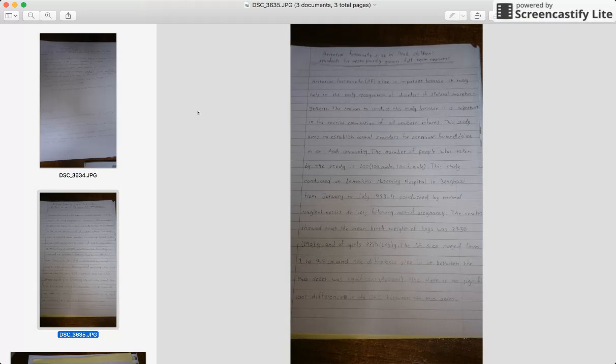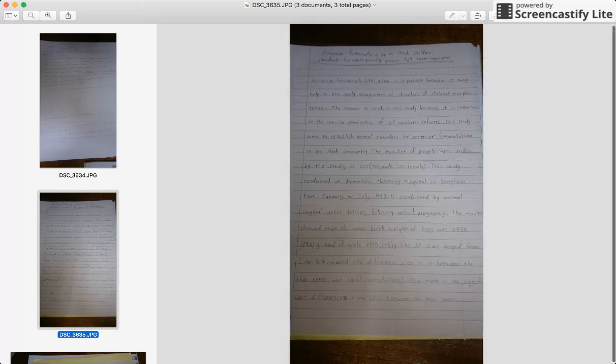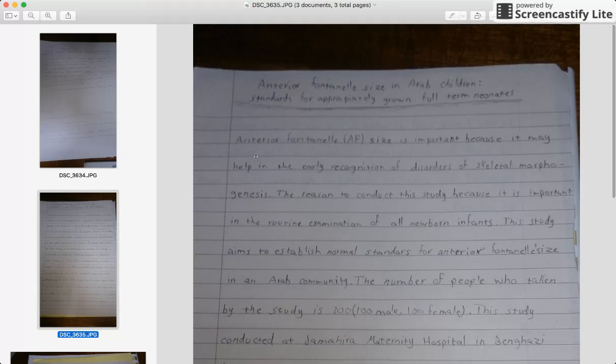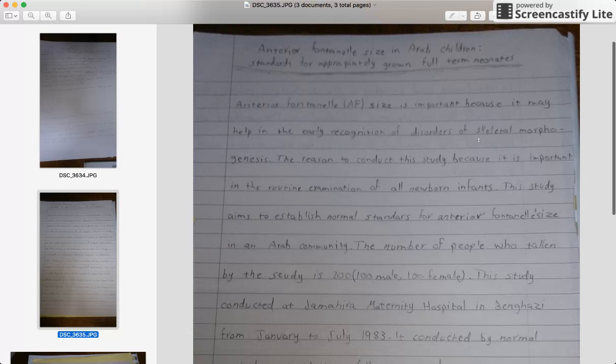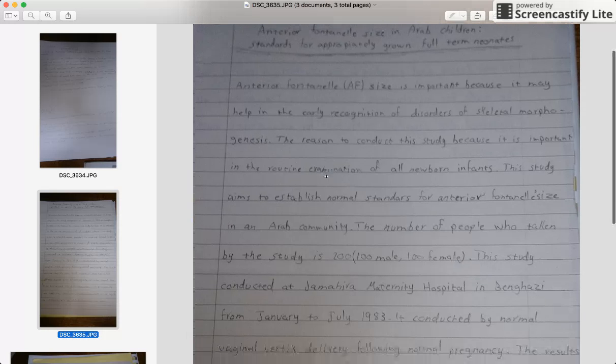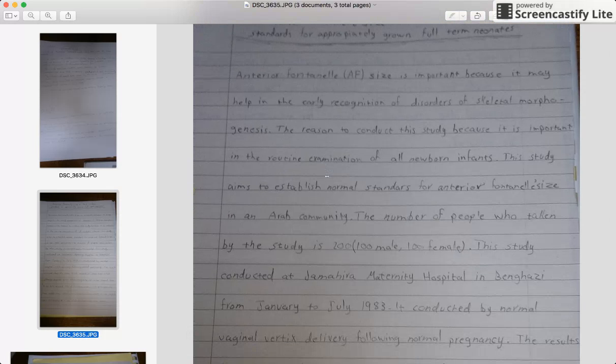But let's just see how your writing is. Okay, good. You have the title here. Good. The full title. Anterior fontanelle size is important because it may help in the early recognition of disorder of skeletal malformation. Okay, that's good. Be careful, you're basically copying here. Okay, the reason to conduct this study, because it is important. Okay, but you've actually said why it's important here. Okay, so you don't need this sentence. This sentence actually says nothing. It's the same as the sentence above it, okay?